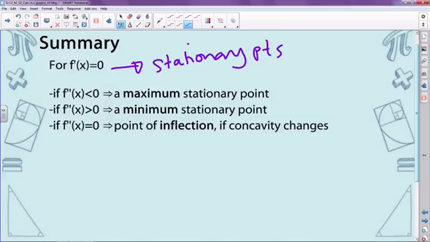If your second derivative is negative, so if the sign of your second derivative is negative, you are dealing with a maximum stationary point. If the sign of your second derivative is positive, greater than naught, then you are dealing with a minimum stationary point. If your second derivative is equal to naught, that tells me it's a point of inflection, and that means the concavity changes. All right, so around your points of inflection, your concavity changes. So your graph can go from concave up to concave down, or the other way around.